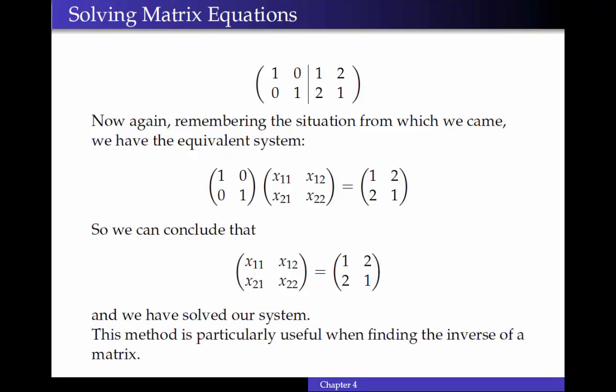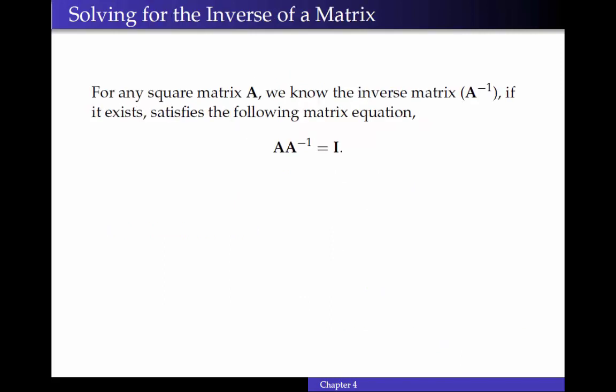This method is particularly useful when we're trying to find the inverse of a matrix. Now, for any square matrix, if the inverse exists, we know that it satisfies this matrix equation: A times A inverse is equal to I. So just like before, we had an unknown, because we don't know the inverse, we'd like to find it, some unknown quantity x equals b. Only here our b is an identity matrix, and our unknown is an inverse matrix.